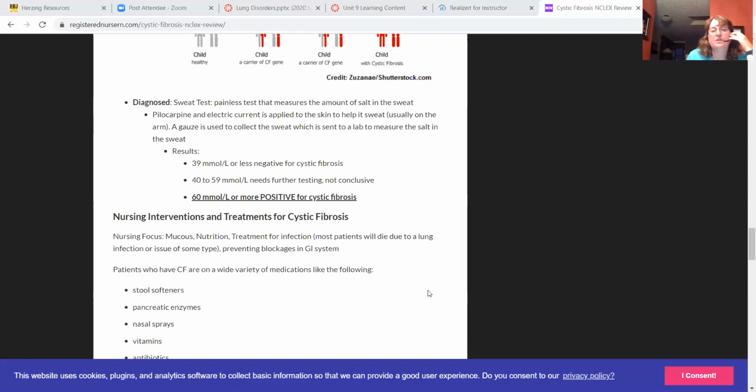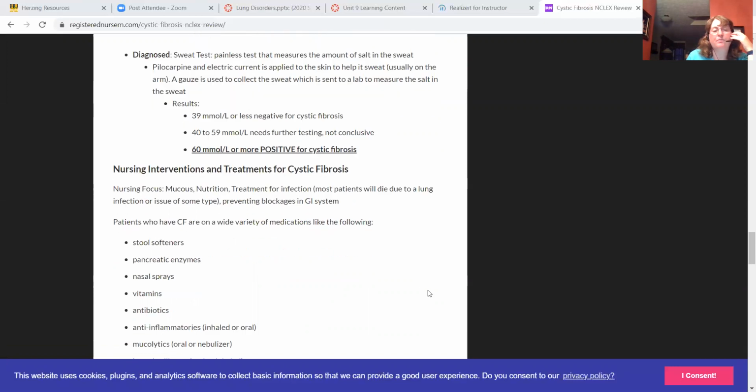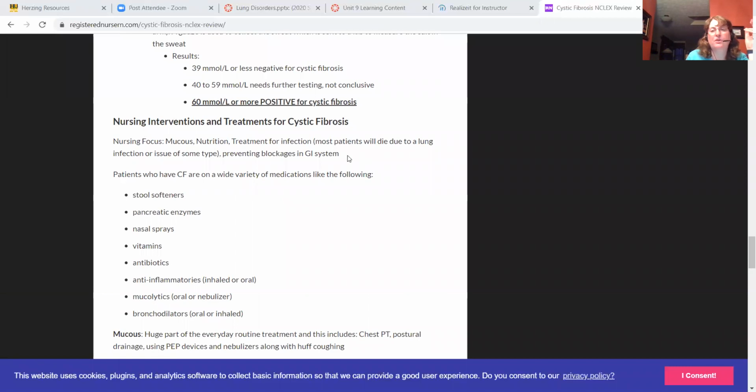So to treat cystic fibrosis, the main focus of treatment would be trying to deal with this mucus, so you're doing things to help get that loose, to get it out. Help them with their nutrition. Typically their nutrition isn't the greatest, so if you can do things to help with that. And then treat infection. Most patients will die due to a lung infection of some type.